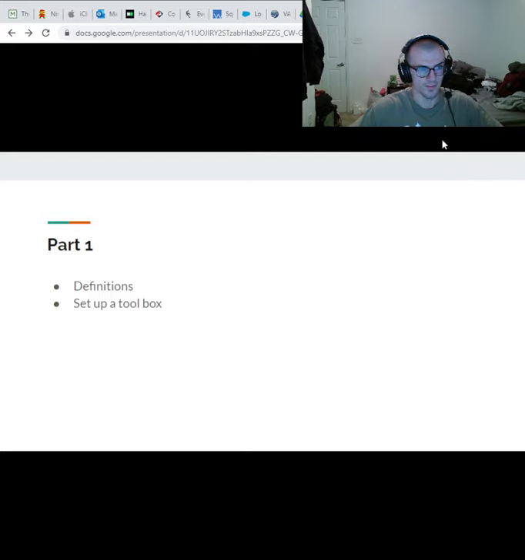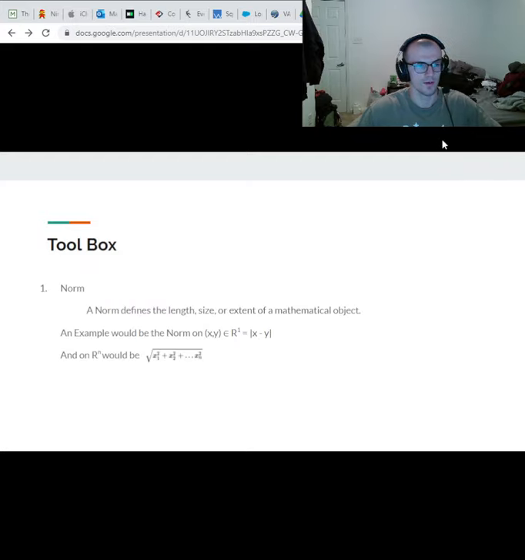So our first tool would be a norm. A norm on a mathematical object like a space or set is the definition of a length, size, or extent. A good example of a norm would be the norm on R1, where I take an element like 5 and an element like -7 and subtract one from the other, take the absolute value of that, and you get a distance or length slash size of 12.